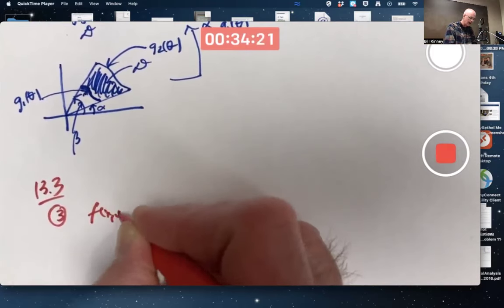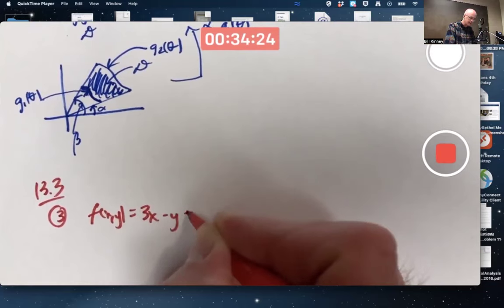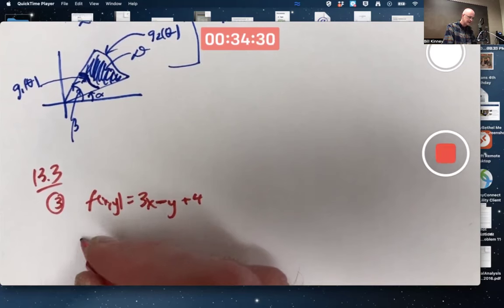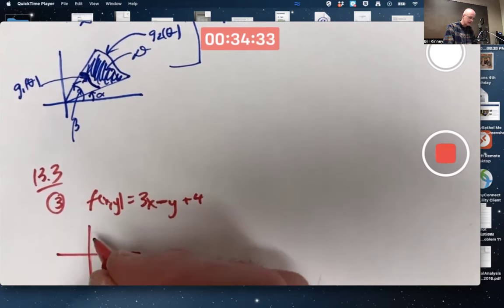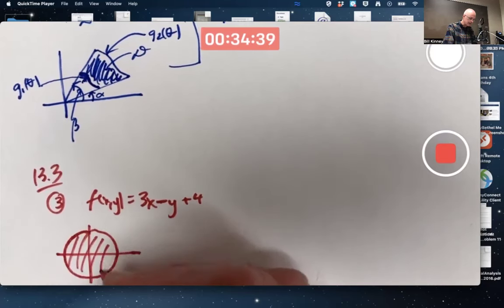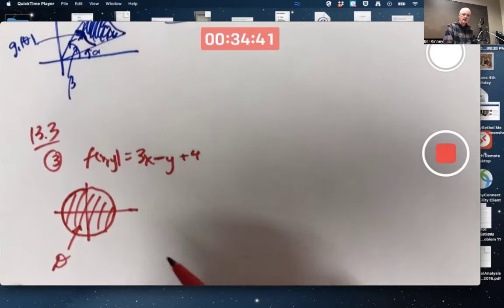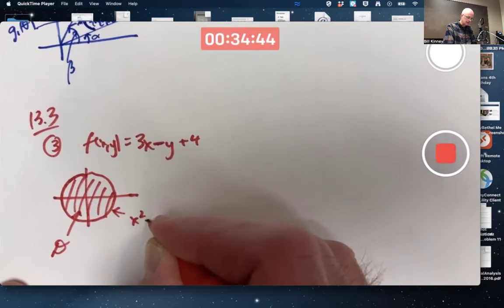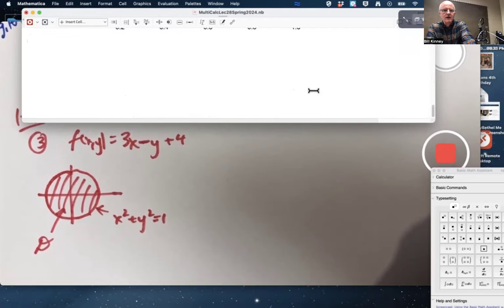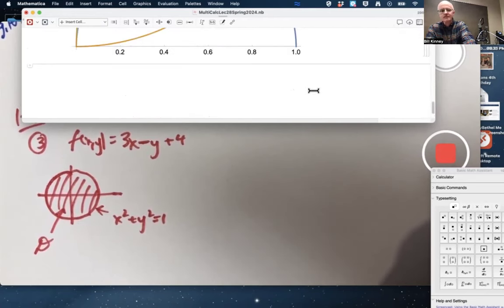Our function f of x y is 3x minus y plus 4. Our domain D is the region enclosed by a circle of radius 1 centered at the origin. There's D. This circle is the unit circle. Let's have Mathematica do the integral both in rectangular and polar coordinates, and we'll think about which one's easier to do by hand. So if we're going to do this one in rectangular, what would we have to do?